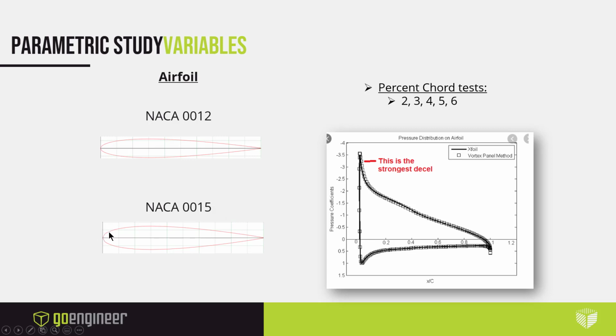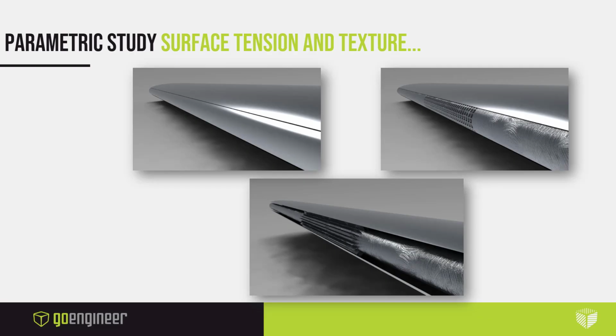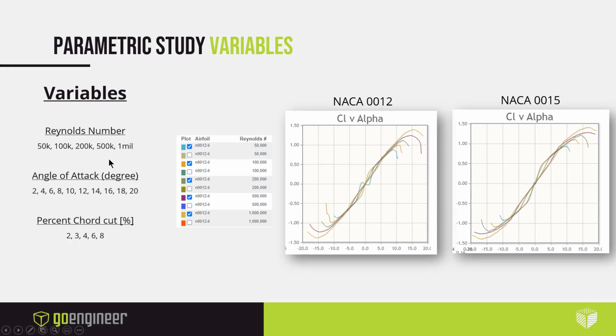I'm going to make a 2% cut of the chord. So if my chord's 200 millimeters and I'm making a 2% cut, that's going to be 4 millimeters. That covers the wings that I grabbed. Now the texture I want to test: I want to test a smooth texture, kind of a golf ball pattern, and then also I want to test shallow blades. Here's where the Reynolds numbers come from.